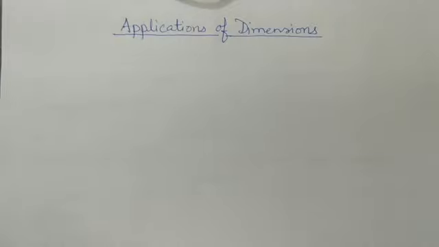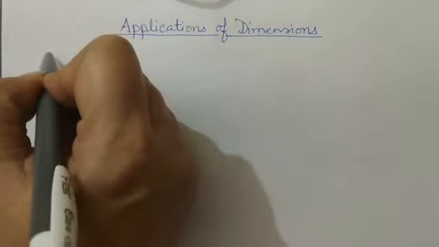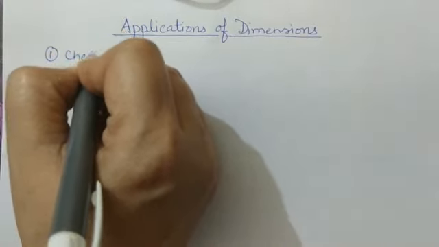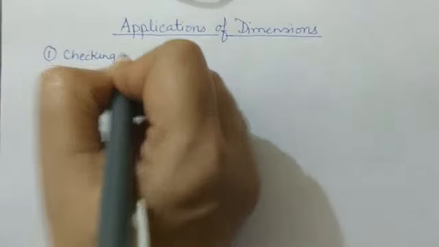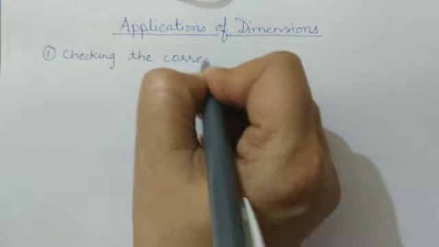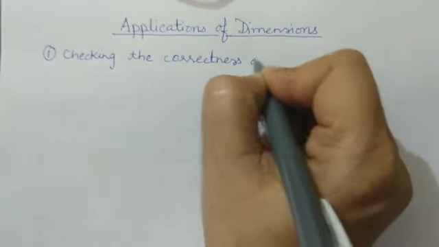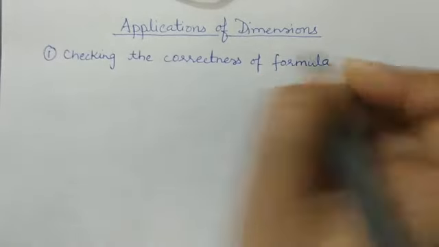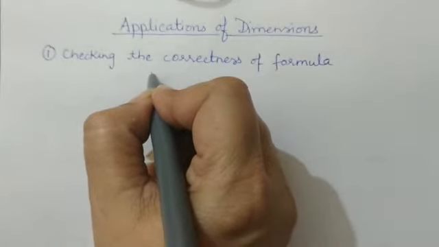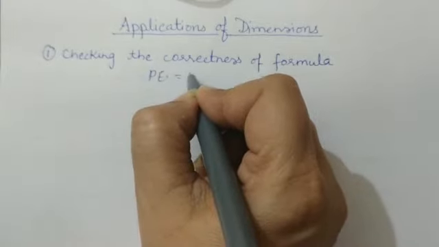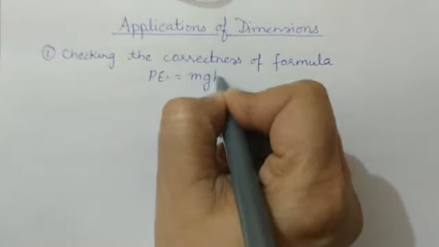Applications of dimensions. In this first application, we'll take checking the correctness of a formula. Suppose we have been given a formula and we don't know whether it's correct or not. For example, we can take gravitational potential energy. It is equal to mgh.